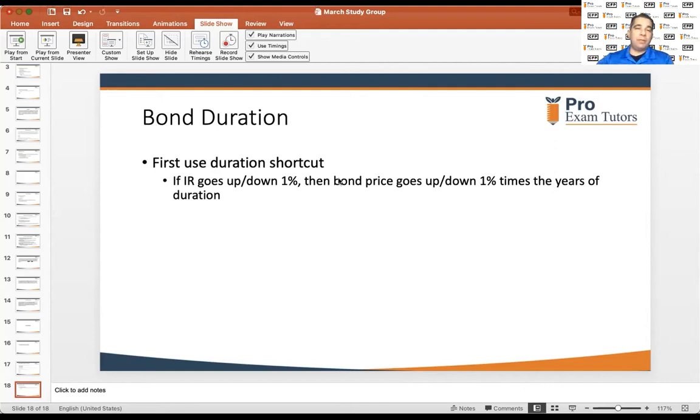And why is that? Well, if we look at the Macaulay duration or the modified duration, one of the two, I might mix those two up, but regardless, first off, what is actually going on with bond duration?